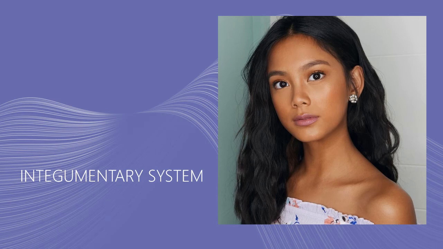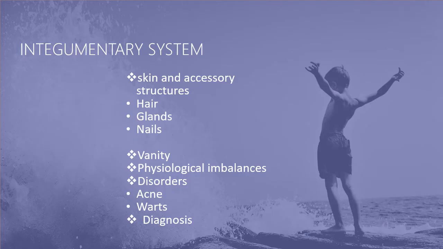For today, we will be discussing all about the integumentary system. The integumentary system is mainly composed of our skin and accessory structures. What are these accessory structures? These are your hair, glands, and nails.